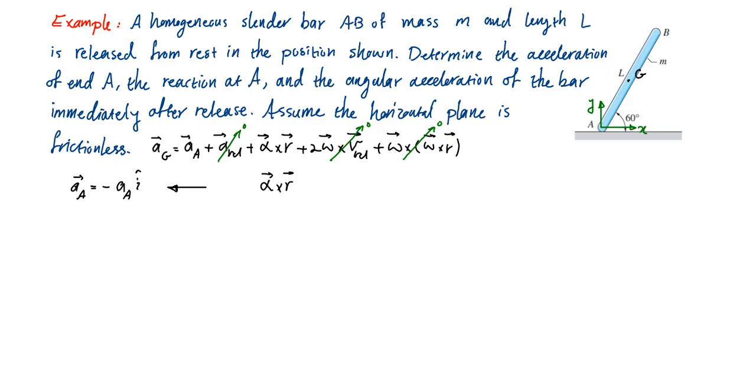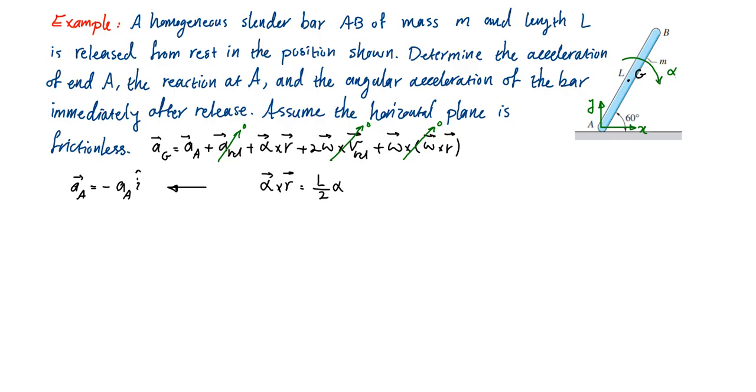Alpha cross R has the magnitude of R alpha, and R is the distance between the origin of the local coordinate frame and the point we're studying. This point is exactly in the middle of the bar, so this distance is L over 2. So L over 2 alpha. Now, I'm going to assume that the direction of alpha is in this direction, which is most probably true. I don't want to put alpha AB, it's just alpha.